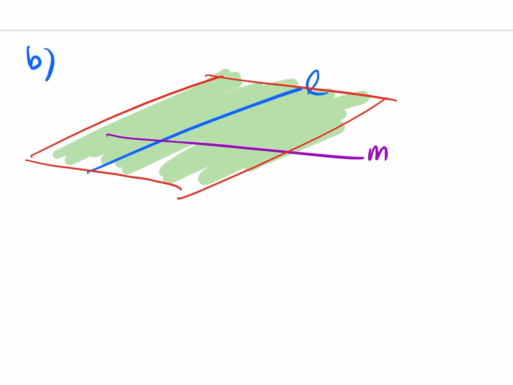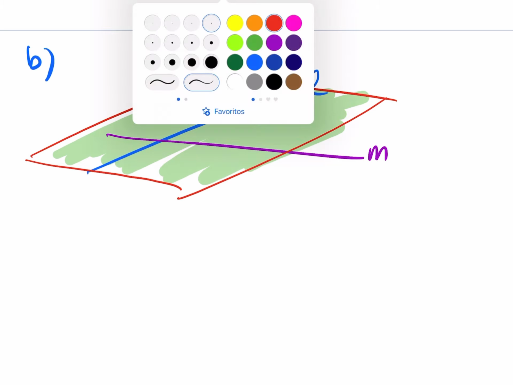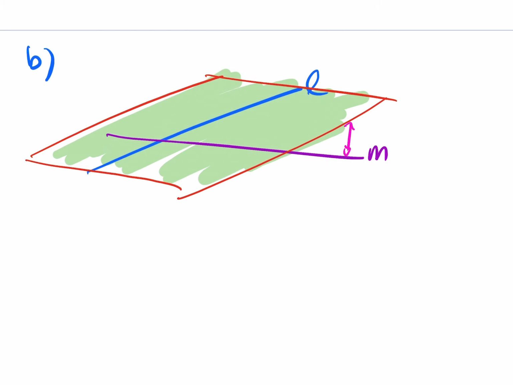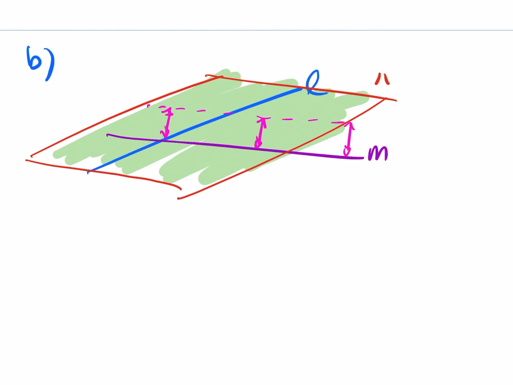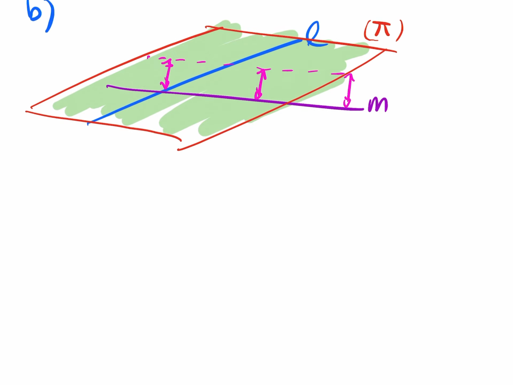And we know that M is a line that is parallel to our plane, which means that the distance between M and the plane is constant. So we need to find the equation of a plane pi, again, pi 2 if you want. For finding the equation of a plane, we need either the normal vector and a point. So we need the normal vector of pi and a point. And for this, we just need to find two vectors that are contained in the plane.